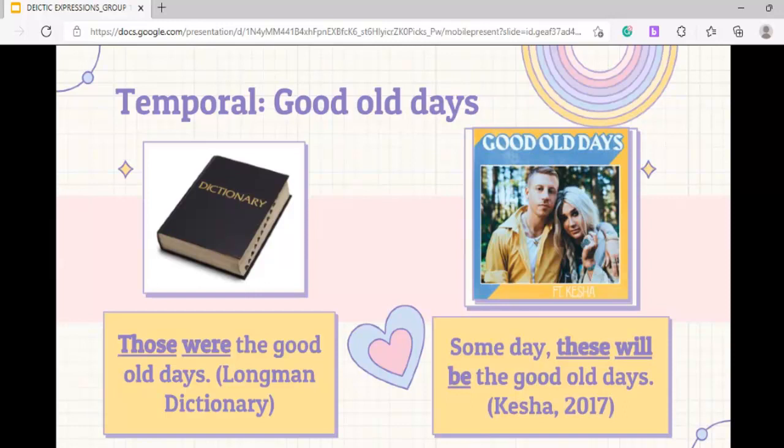But in one of my favorite songs, Kesha sings that someday this will be the good old days. And here, very creatively, the singer used the past tense to talk about the near future. You know why? Because she wants to convey a very meaningful message here. If you live fully in the present and cherish every single moment that you have, the present time will become your beautiful memories in the future. Yeah, next.